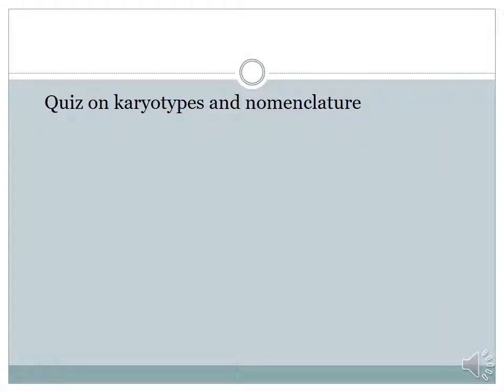We will now have a quiz on karyotypes and nomenclature.